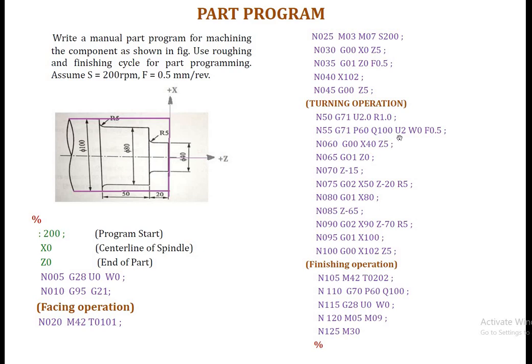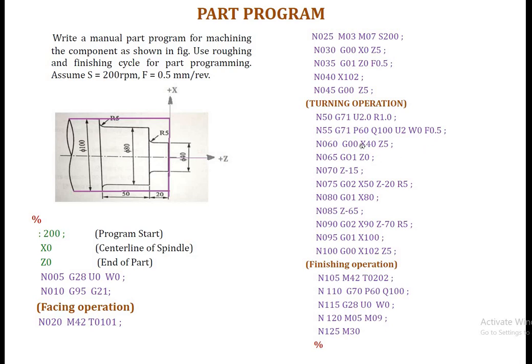Again, we have already discussed U, W and F. In this case U represents the stock to leave for the finishing operation along the X direction. W represents the stock to leave along the Z direction for the finishing operation. I have kept 0 mm here and the feed rate is 0.5.